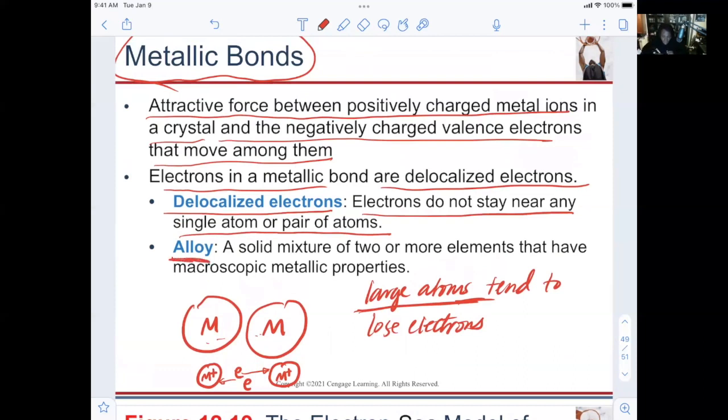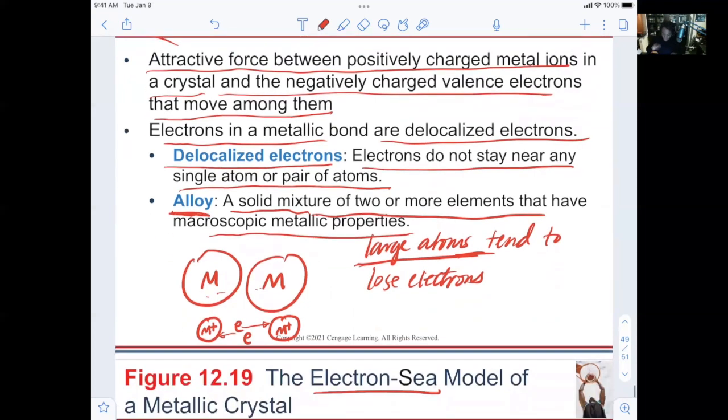Okay. So while we're here, we're talking about alloy. What's an alloy? An alloy is not really a compound though. An alloy is a mixture. It's a solid mixture of 2 or more elements that have macroscopic metallic properties. So once you have the metals, you do have alloys, but an alloy is not a compound, y'all. It's just a mixture.